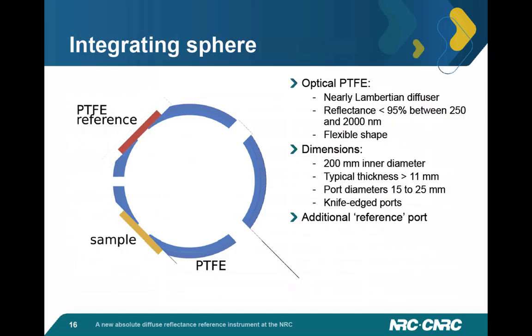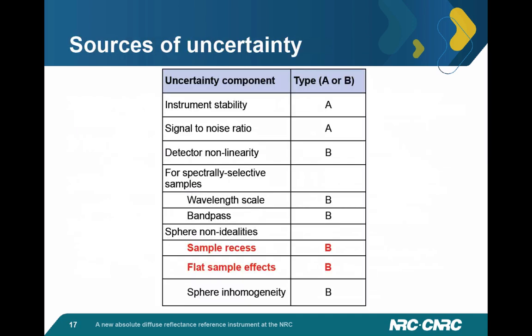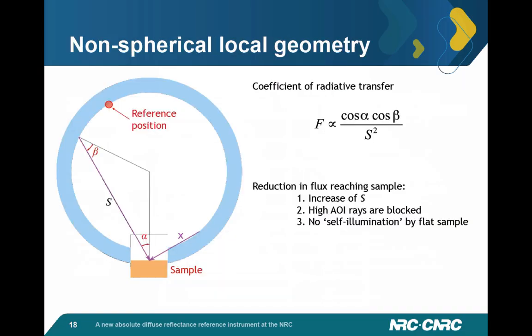The internal diameter of the sphere is about 20 centimeters, and the typical wall thickness is greater than 11 millimeters. This is just because PTFE is a volume reflector, and it needs to be quite thick to become sufficiently opaque. And then the main novel aspect of this sphere is the addition of what I call a reference port. This is a design feature that we've introduced in order to try to reduce the effects of sample recess and these flat sample effects.